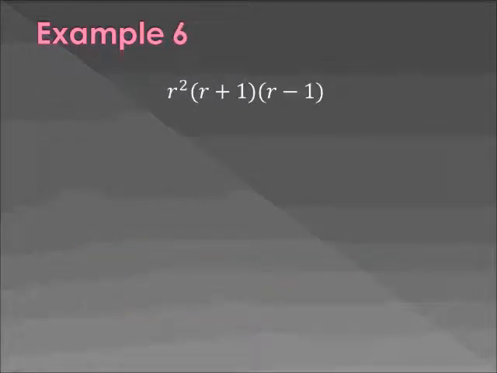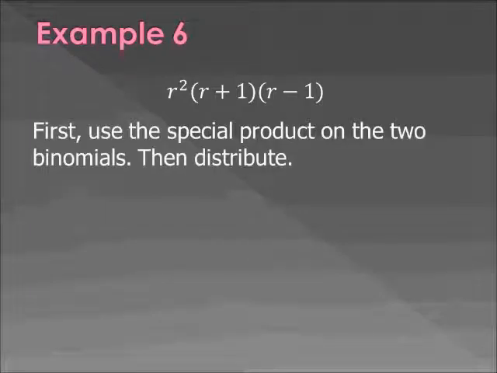Example 6, we have r squared times (r + 1)(r - 1). This one's pretty simple if you see what you're looking for. You're first going to take the (r + 1) and the (r - 1) and simplify it. So you get r squared times (r squared - 1). That's the difference of squares. Now it's as simple as distributing the r squared to the binomial inside. So remember, r squared times r squared, you are adding the exponents together to get r to the 4th, minus r squared times 1, which is r squared.